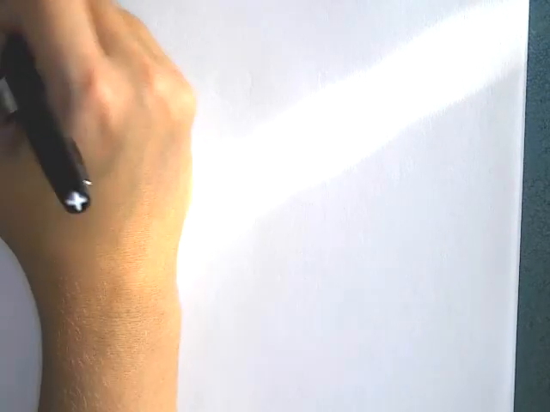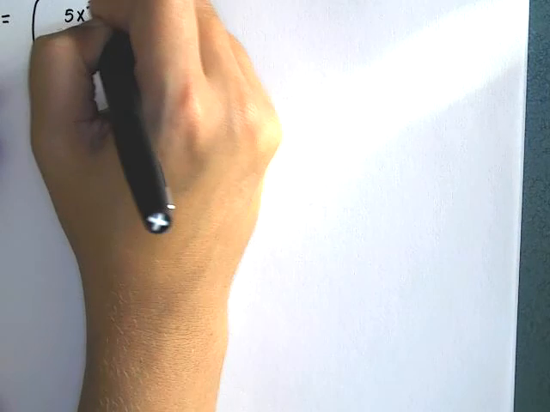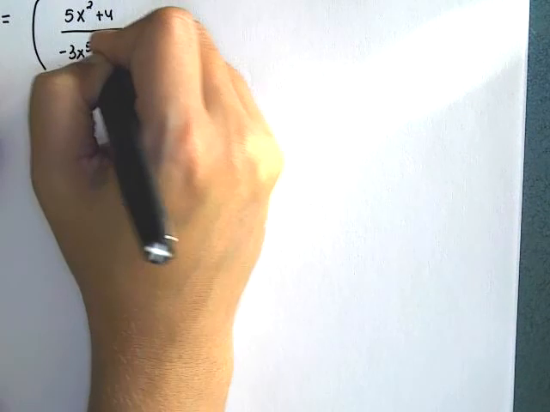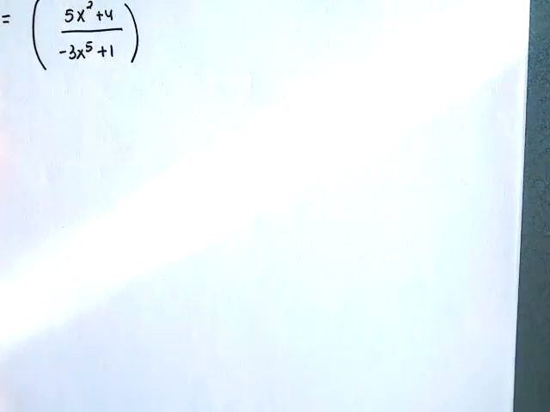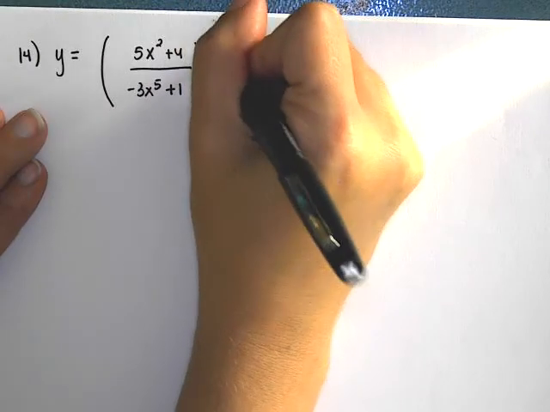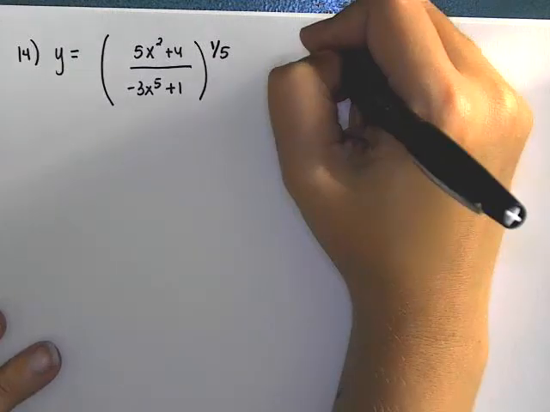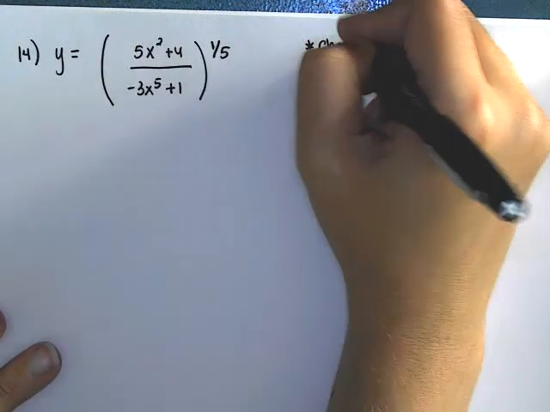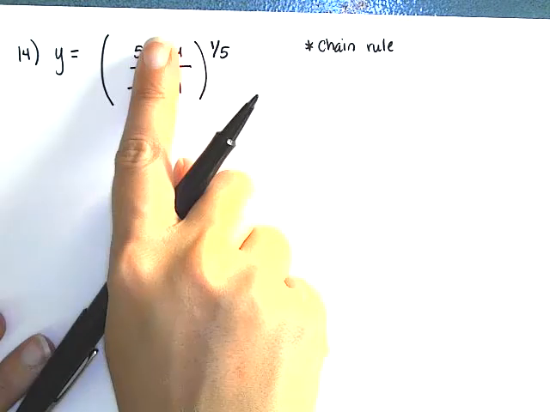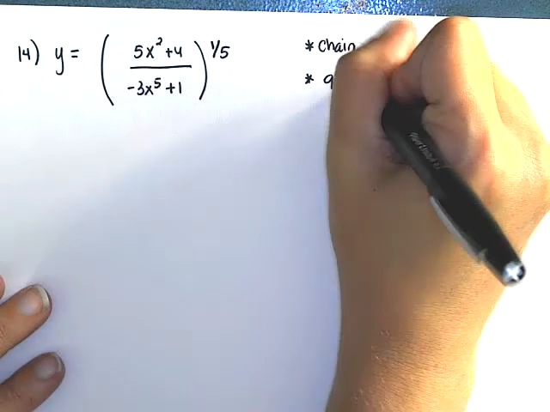The original problem was y equals (5x squared plus 4 over negative 3x to the 5th plus 1), all to the 1/5 power. Right away upon looking at this, I can tell I'm going to need chain rule because I have a fractional exponent outside of a big parentheses, and then to do the derivative of the inside, I'm going to need quotient rule.